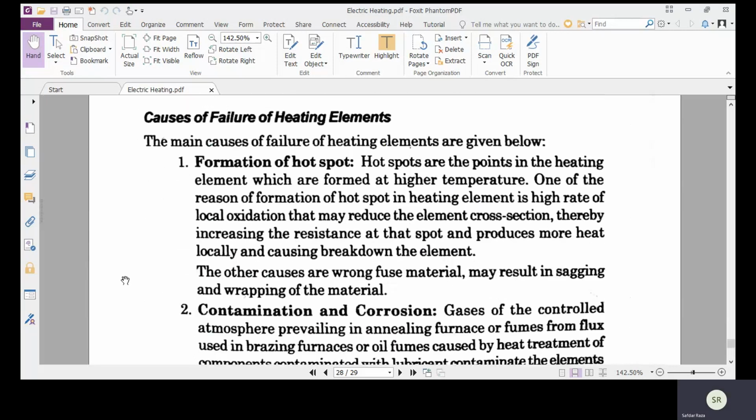Now we will move towards the last topic, which is the causes of failure of heating elements. The main causes of failure of heating elements are the formation of hot spots, and the second one is contamination and corrosion. Hot spots are the points in the heating element which are formed at high temperature. One of the reasons for the formation of hot spots is a high rate of local oxidation that may reduce the element cross section, thereby increasing the resistance at that spot and producing more heat locally, causing breakdown of the element. Another cause is wrong fuse material, which may result in sagging and warping of the material.